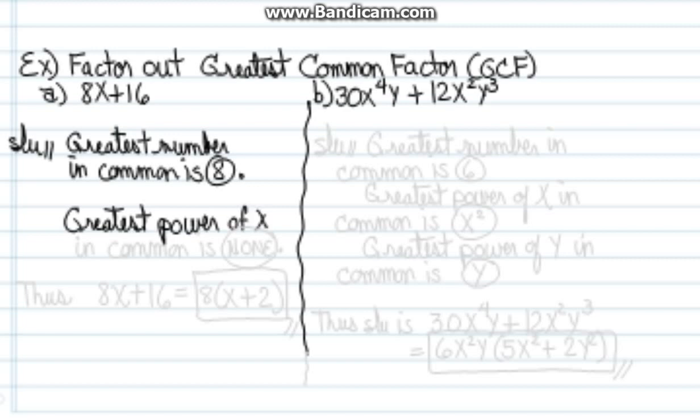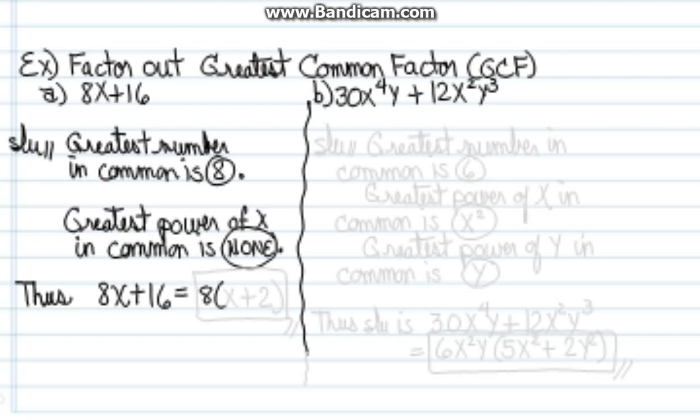What is the greatest power of x that they have in common? Well, interestingly enough, only the first term has an x, the other one doesn't. So they have none. There's no power of x that they have in common. So we're not going to be pulling any x to any power out, just the greatest number that they have in common.